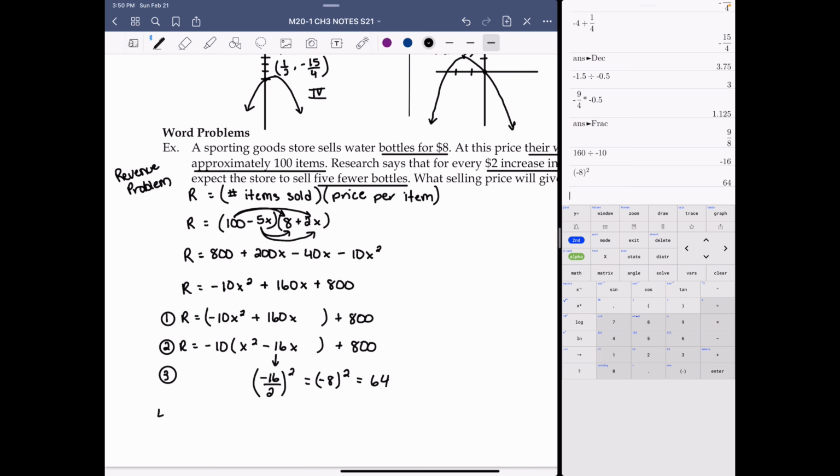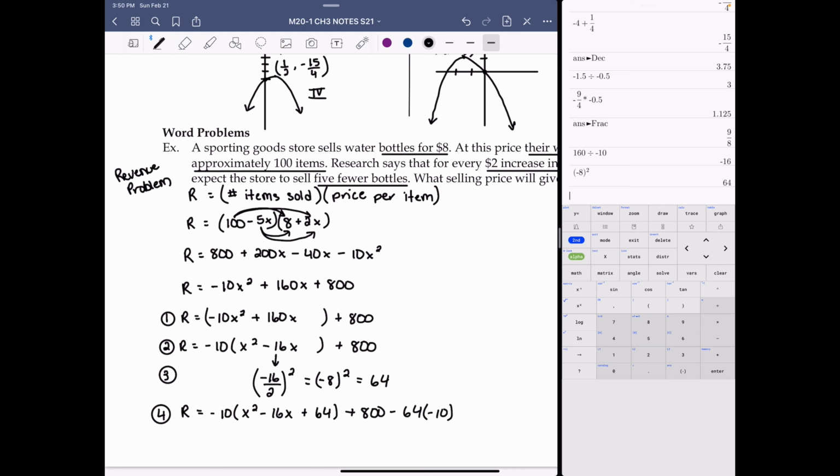Step 4. Put that number into the function, negative 10 bracket x squared minus 16x. Add it inside the brackets, close bracket, plus 800. Subtract 64 outside the brackets, but also multiply it by the coefficient that is in front of the brackets. So times negative 10.